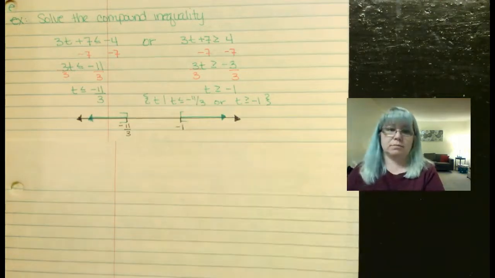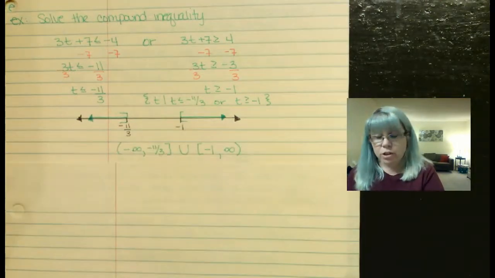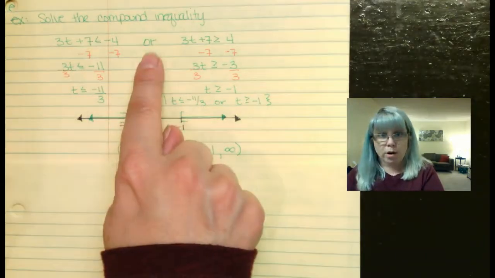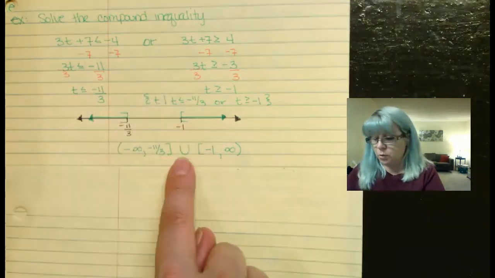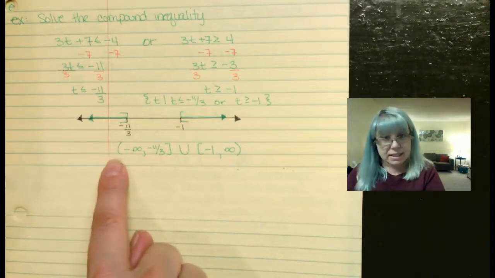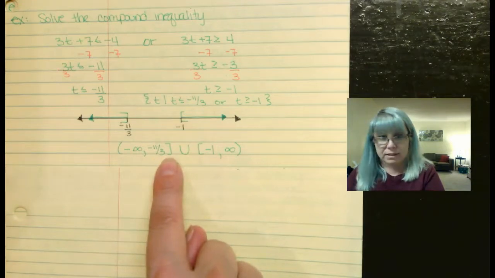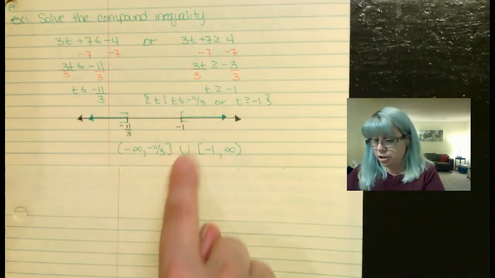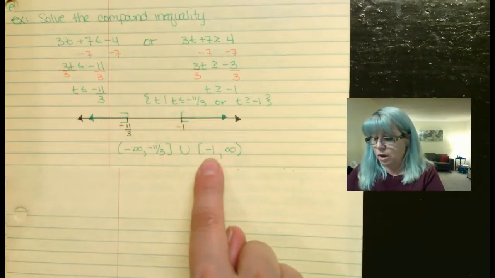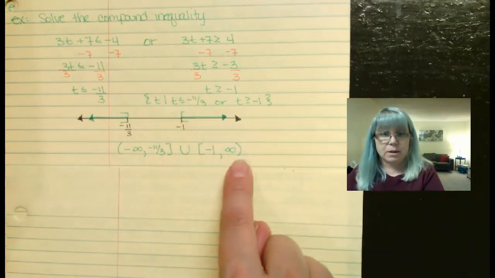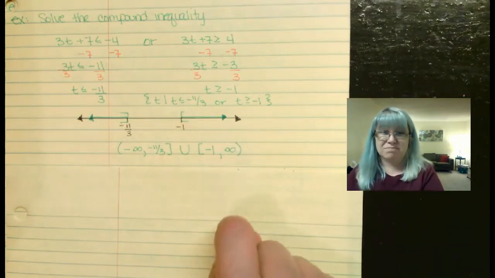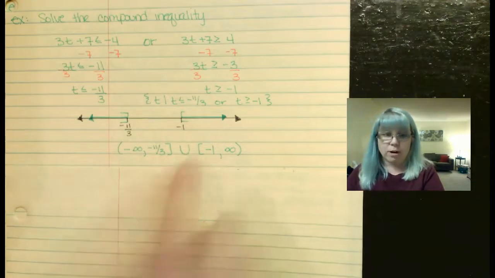to the right. With interval notation, since this is an OR, it's a union, so I'm going to use a U. Parentheses, negative infinity, comma, negative 11 thirds, bracket. Union, a U, bracket, negative 1, comma, infinity, parenthesis. Two intervals since it's an OR.